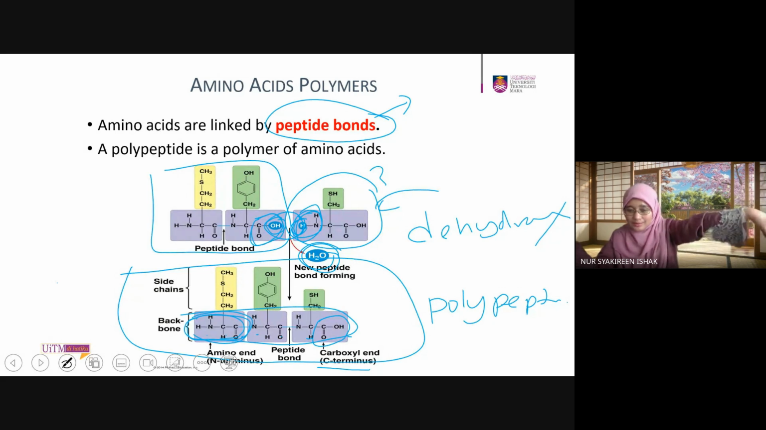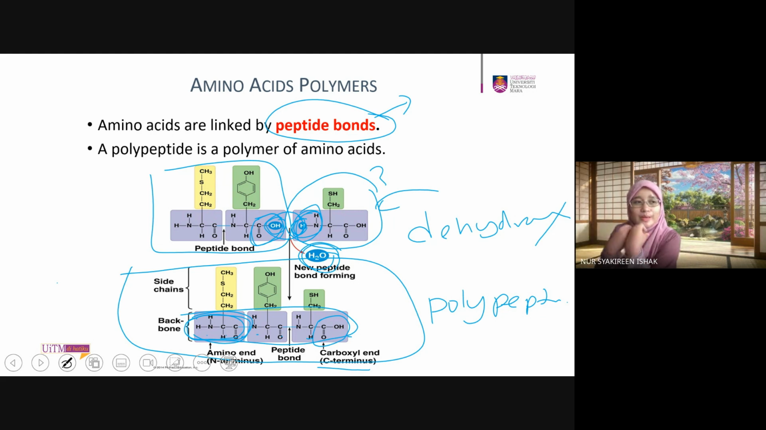The N terminus is because it has an amino group. On the other end, it has the carboxyl, so we call it the C terminus. Amino end and the carboxyl end. It is the same for every polypeptide chain. It consists of the N terminus, nitrogen, carbon, carbon, nitrogen, carbon, carbon, nitrogen, carbon, carbon, and at the end, the carboxyl end.